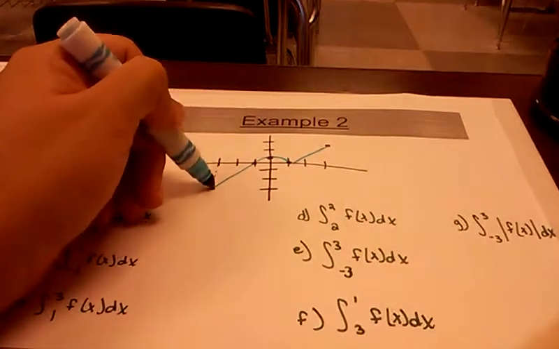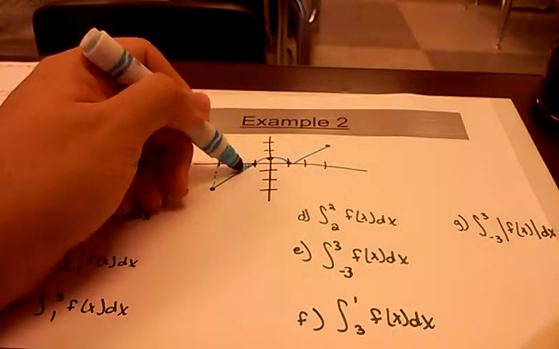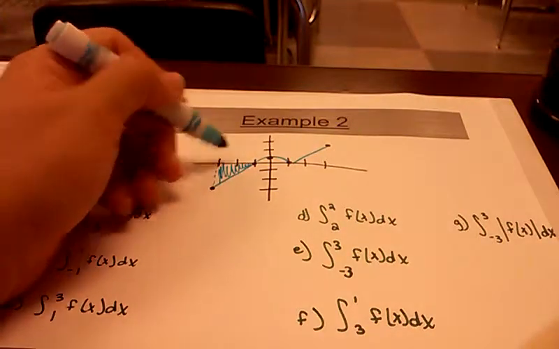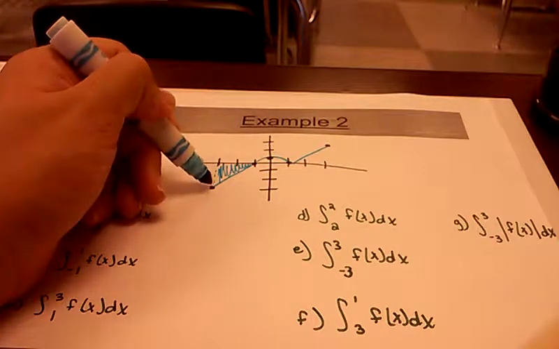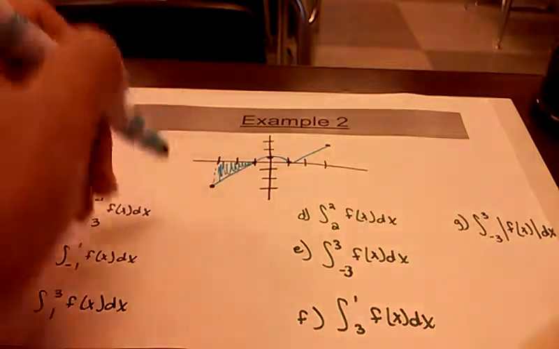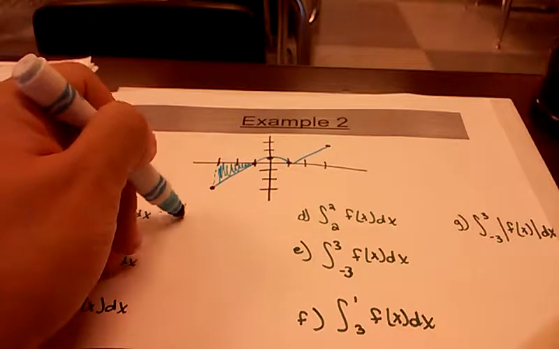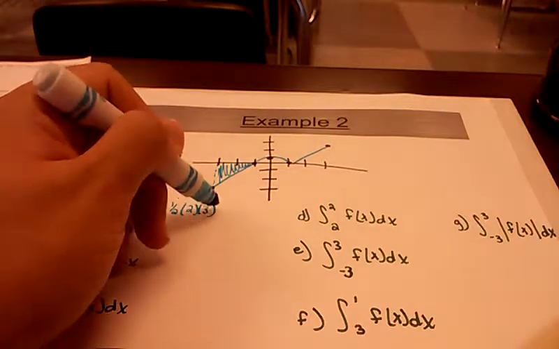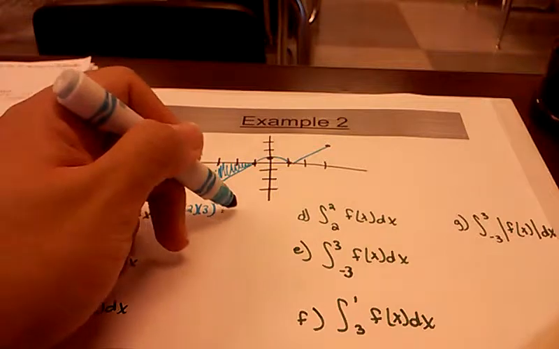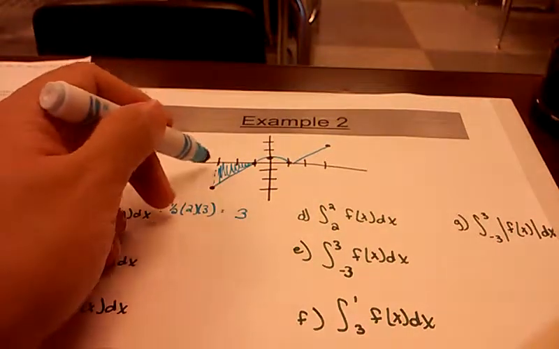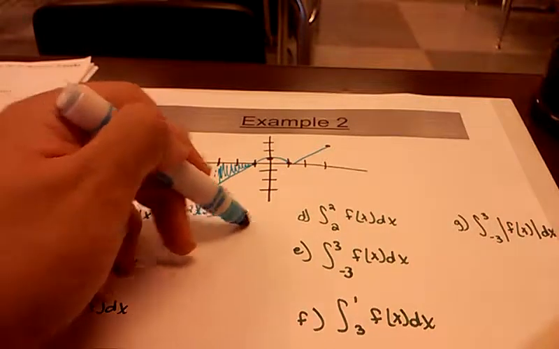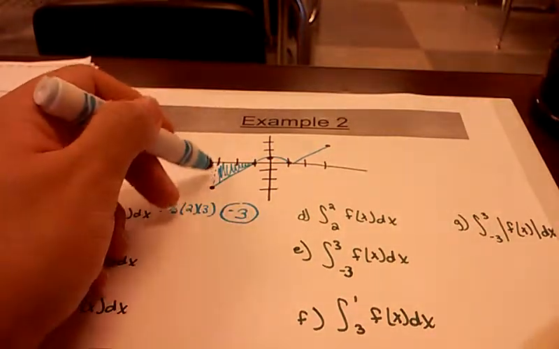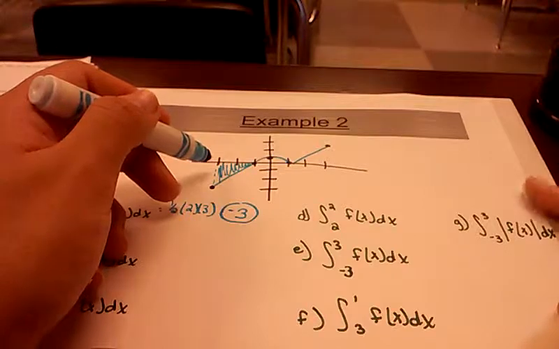So from -3 to -1, if you notice, that is a triangle with a base of 2 and a height of 3. So if I wanted to find the area of this triangle, it would be 1/2 times 2 times 3, so that would be half of 6, that would be 3. However, since this is below the x-axis, this value would be a -3 because it's below the x-axis. That area would be considered a negative area.